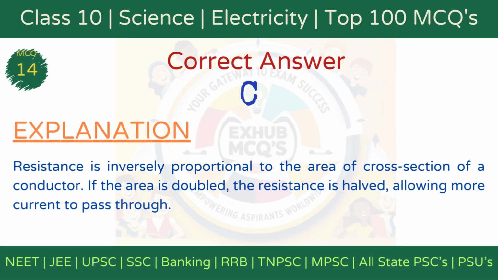The correct answer is option C, halves. Explanation: resistance is inversely proportional to the area of cross-section of a wire. Doubling the area decreases the resistance by half, as more paths for current flow are created.